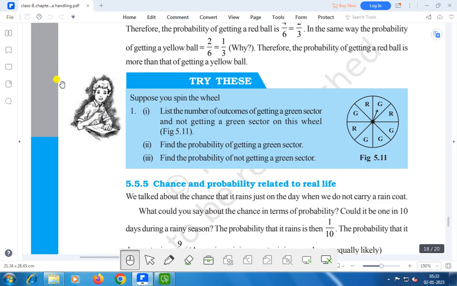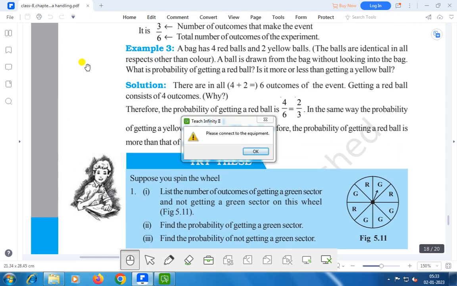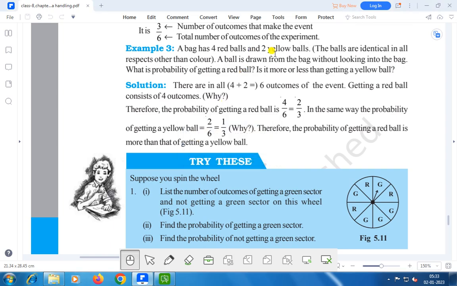Now example 3. A bag has 4 red balls and 2 yellow balls. The balls are identical in all respects other than color. A ball is drawn from the bag without looking into the bag. What is the probability of getting a red ball? Is it more or less than getting a yellow ball?